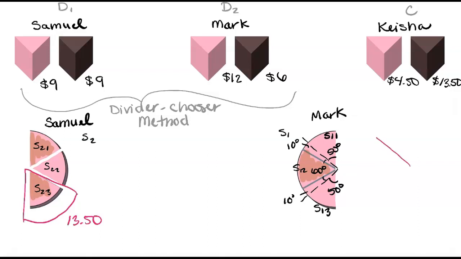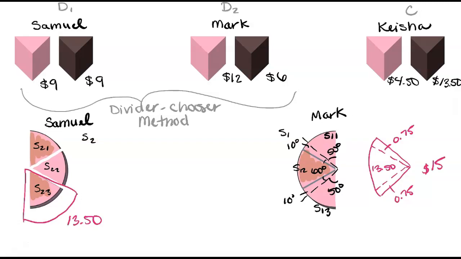To her, let's think about what this middle slice is worth. In the middle, there's an entire wedge of chocolate cake, which to her is worth $13.50. There's also another 10 degrees on each end of strawberry. That's 1/6 of a slice of strawberry on each side. And 1/6 of $4.50 is another 75 cents on each side. That means that this middle wedge to Keisha is worth a grand total of $15.